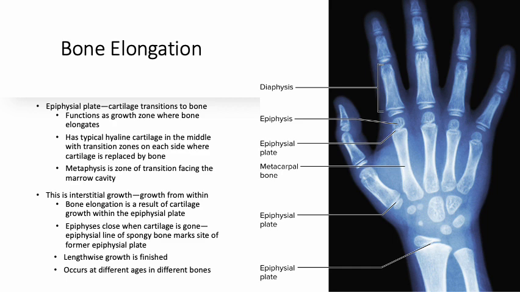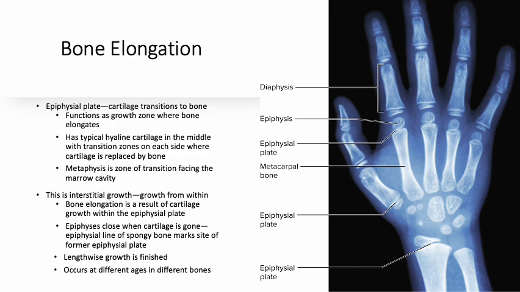It has typical hyaline cartilage in the middle with transition zones on either side, where cartilage is replaced by bone. So you have a cartilage line in the middle, and bone will deposit on either side of it. The metaphysis is a zone of transition facing the marrow cavity. This is interstitial growth from within. The bone elongation is a result of cartilage growth within the epiphyseal plate, so inside that growth plate.